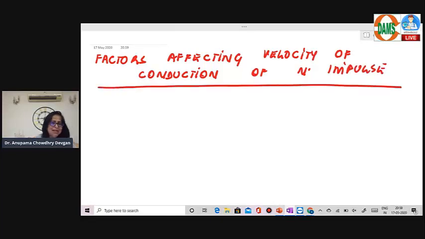Somebody was asking me about the least speed. Strength duration curve is the time taken for response. The time taken for response is maximum in smooth muscle because smooth muscle has the least number of cation channels on the surface. Okay?